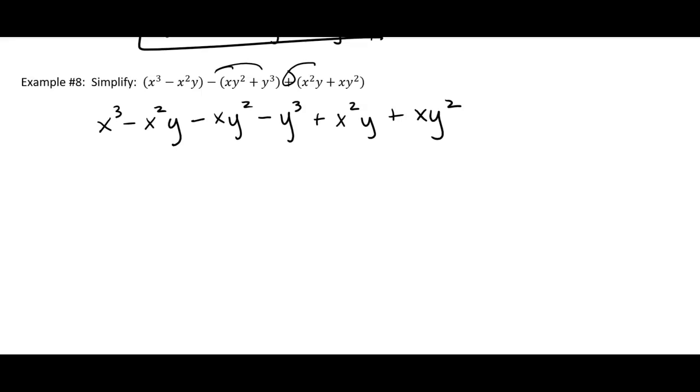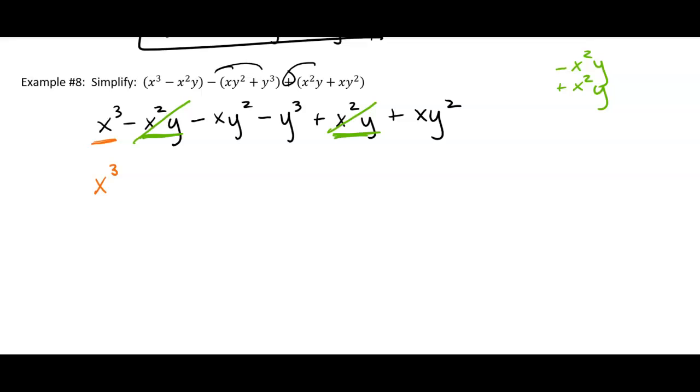All right, I start out with an x cubed. Is anybody else an x cubed? Nope, just x cubed. So that's the only one there. Now I have a negative x squared y, so I'm looking for another x squared y. Right there's an x squared y, but it's a positive x squared y, right? So it's like I have a negative x squared y and I have a positive x squared y. Those cancel out. And I usually just mark them off so I know, okay, those are out of the picture.